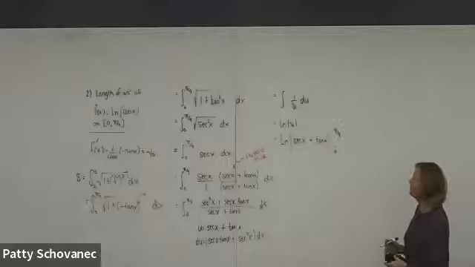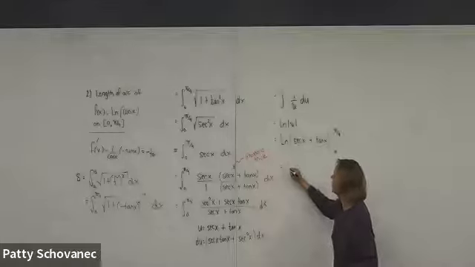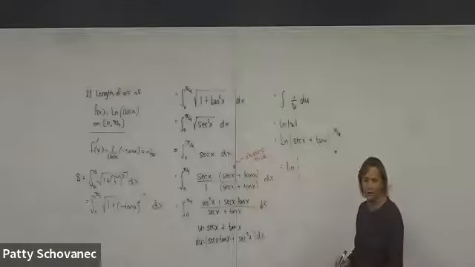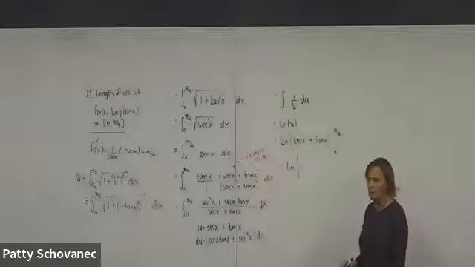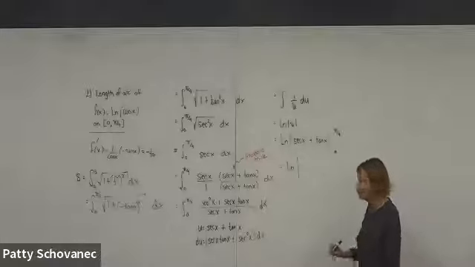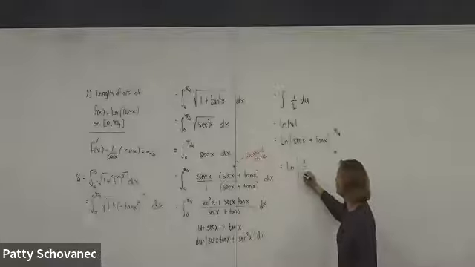So we're going to get the secant of pi over 4. That's 1 over the cosine of pi over 4. Cosine of pi over 4 is square root of 2 over 2. So secant of pi over 4 is 2 over the square root of 2.